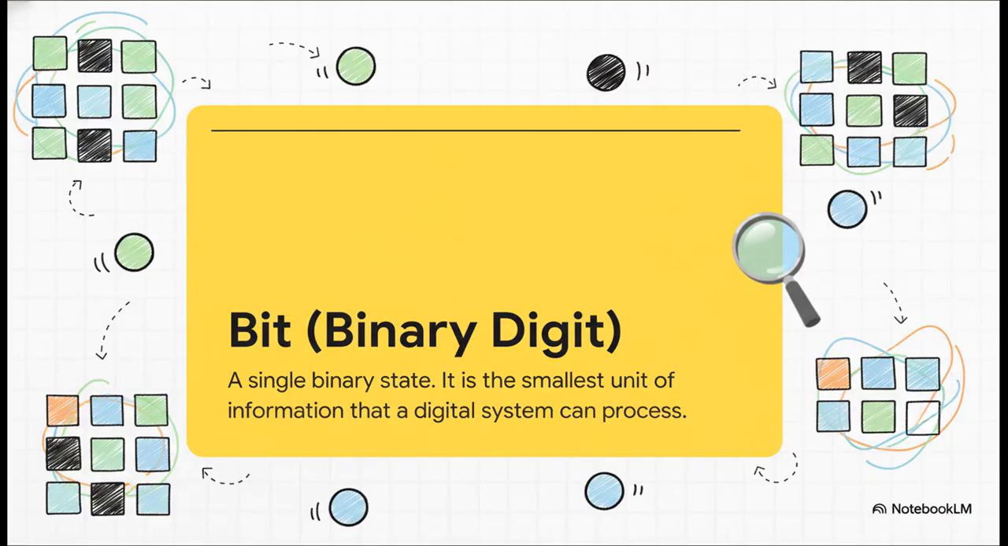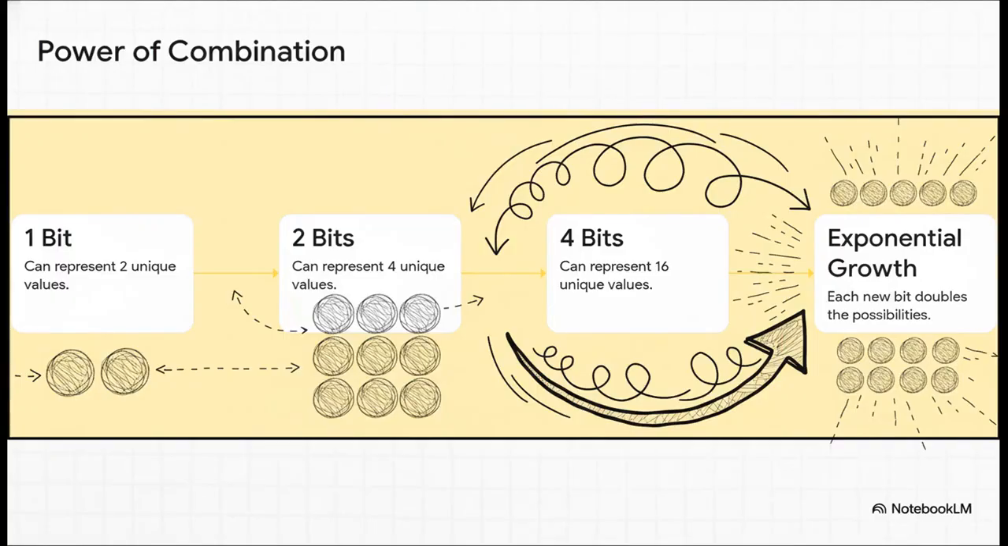Each one of those little on or off switches, each 1 or 0, has a name. It's called a bit, which is just short for binary digit. Think of it as the single atom of digital information. And just like atoms, one bit by itself can't do much. The real power comes when you start combining them. And this is where you really see the magic of exponential growth.